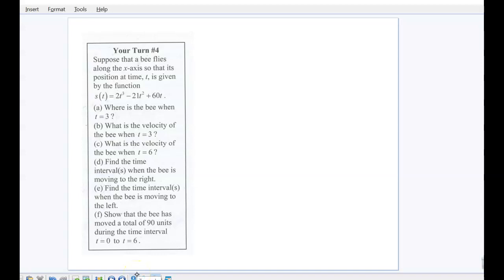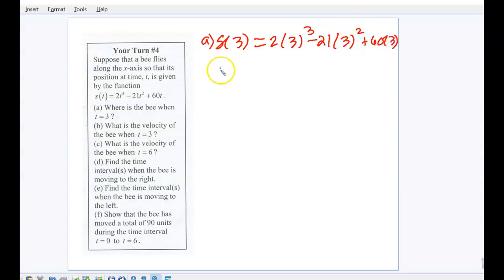All right, in our next example, we're talking about a bee that flies along the x-axis, so its function as a position of time is given by the following. Question A, where is the bee when t is 3? So for part A, we're just asked to find s of 3. So it's going to be 2 times 3 cubed minus 21 times 3 squared plus 60 times 3.